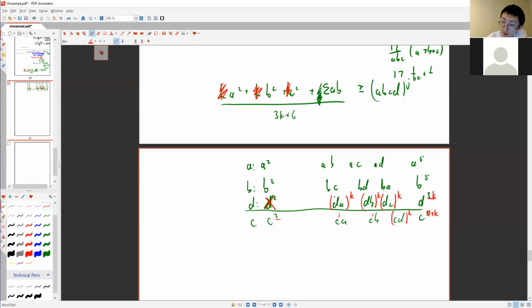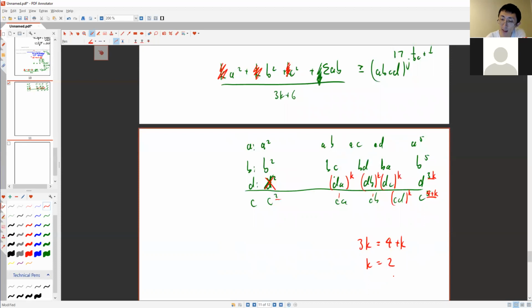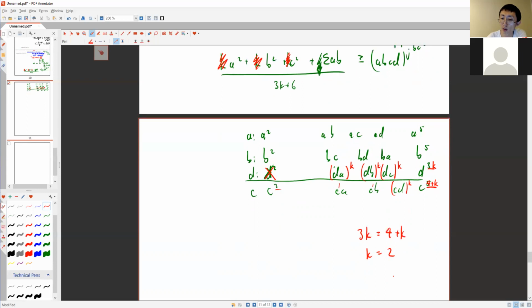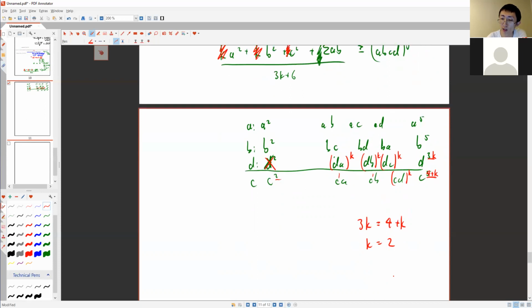So we need these two to be equal because we need an equal number of A, B, C's, and D's. So let's see what happens here. We equate these and we get that 2k is 4, k is 2. So that's how we can find the weights. And this should work in general. You'll have some linear system of equations.